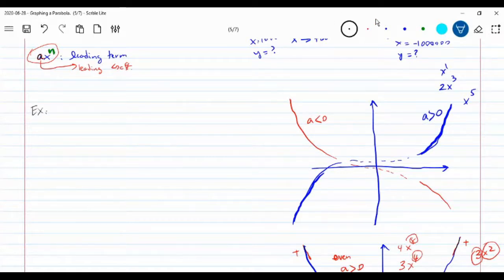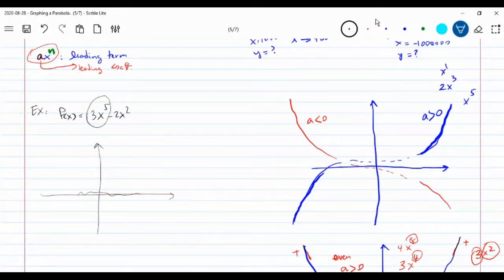So for example, let's say f of x is given by 3x to the power 5 minus 2x squared, and they ask you, what is the end behavior of this function? You don't really know what happens in the middle. I do not know what's going on here for the graph. But since the leading term is 3x to the power 5, I know it's going to be either something like that or in the opposite direction. How do I decide?